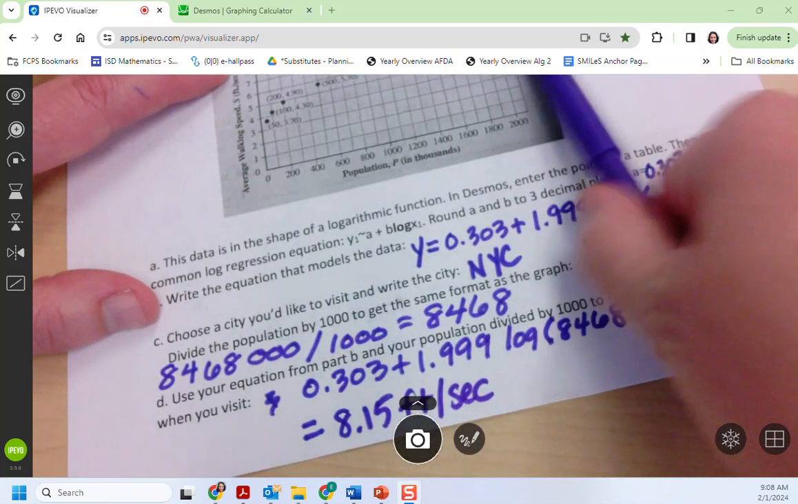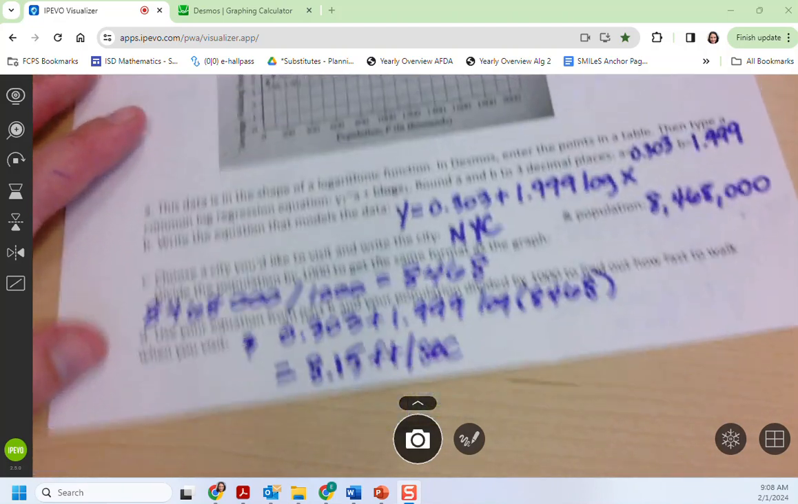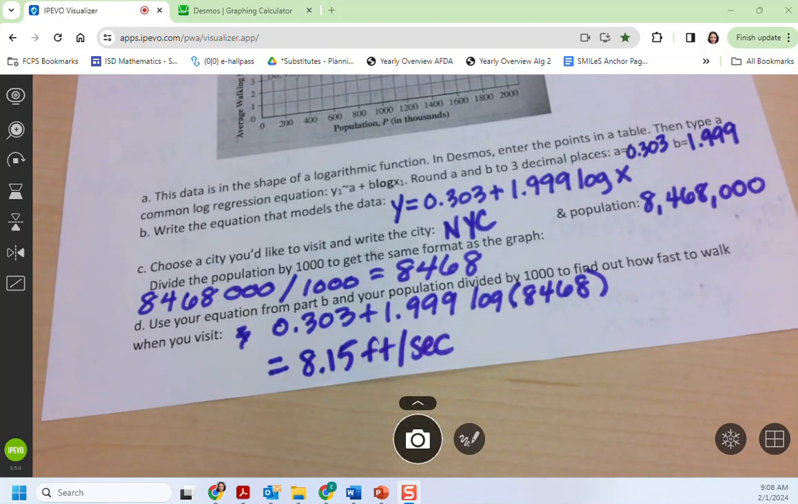So that is faster than any of the walking speeds on the graph there. Look at the floor. Those floor tiles are 1 foot across. So if you look at the floor in our classroom, think about walking 8.15 of those, so just a little bit more than 8 of those every second. Like, I feel like I could do that in 1 second, but keeping that pace up would be really fast. All right.